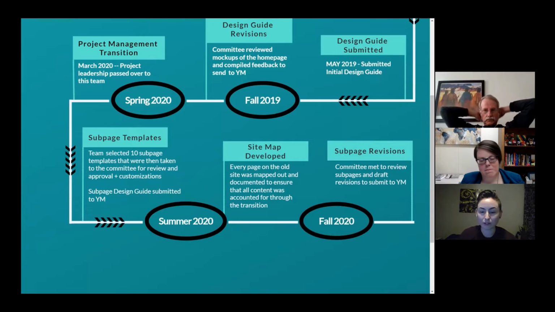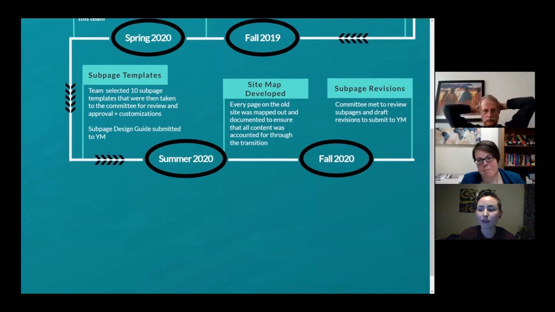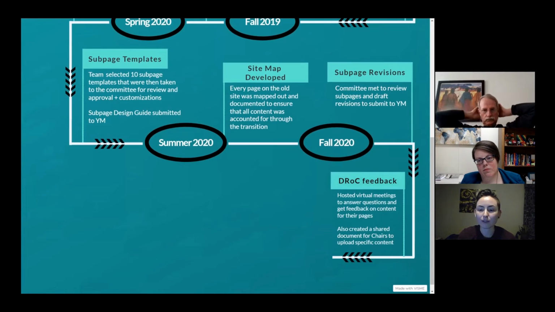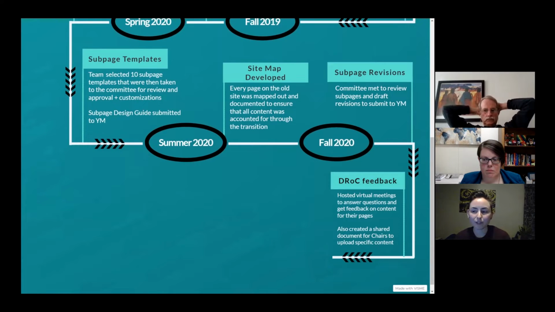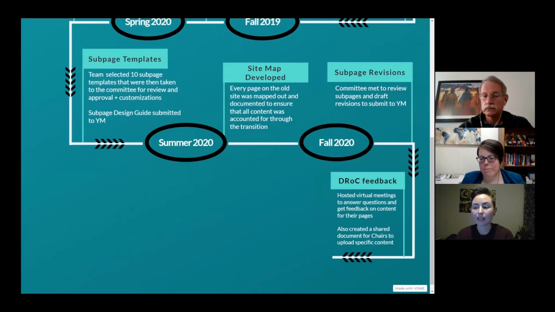We also started reaching out in this time to the chairs of OLA's divisions, roundtables, and committees to get their feedback on the content that they wanted featured on their associated pages. In doing so, we hosted virtual meetings to answer questions and take verbal feedback, along with creating a shared document for the chairs to upload their content directly.